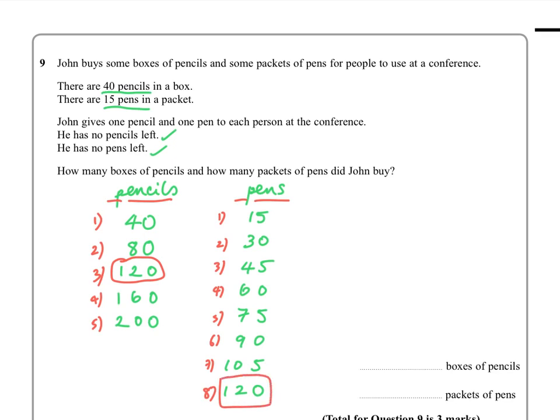So what it would mean is that if he gave out 3 boxes of pencils and 8 packets of pens, this would be one of the conditions that would be acceptable. So you could say 3 boxes of pencils, 8 packets of pens. But that's not all you could say. There could have been more, so you could have carried on the times tables and the numbers would have been the same again. But as long as you haven't got any pencils left and no pens left over.